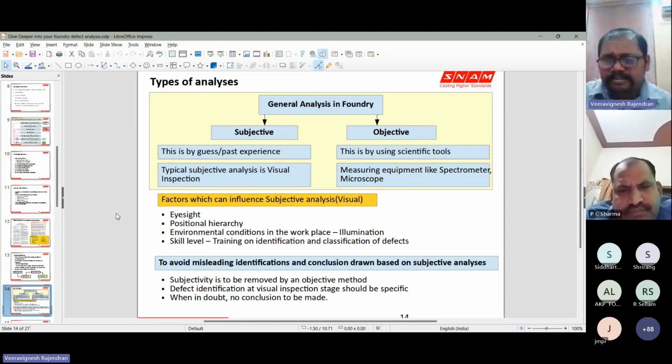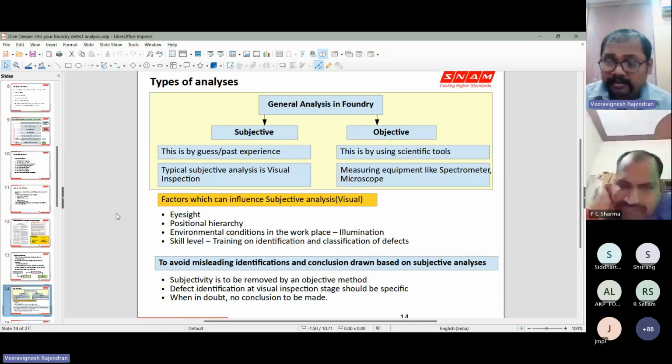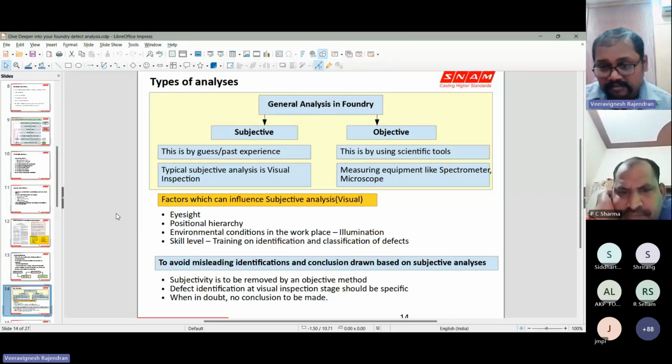Environmental conditions, illumination, or the position where you keep yourself while analyzing, matter a lot. Skill level, because training on identification or classification of defects means you should have already forecasted that such kinds of defects might come up, and you should have already trained your workforce to identify and classify the defect. If that is not there, subjective analysis will always be biased, and it can lead to a wrong defect identification. To avoid misleading identifications and conclusions based on subjective analysis, subjectivity is to be removed by an objective method.